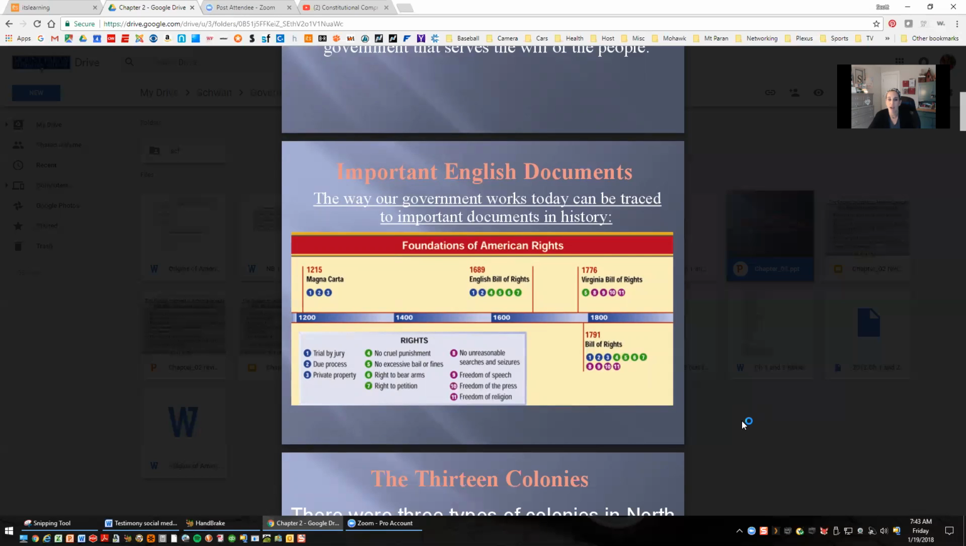In 1689, the English Bill of Rights added on to what the Magna Carta created, and that included the rights of no cruel punishment. Cruel or unusual punishment is the wording that we've used in the Constitution. No excessive bail or fines, and that always brings me pause. I'm like, who's to determine if it's excessive? $1 is excessive to me, if I'm the person that's being accused of a crime. The right to bear arms.